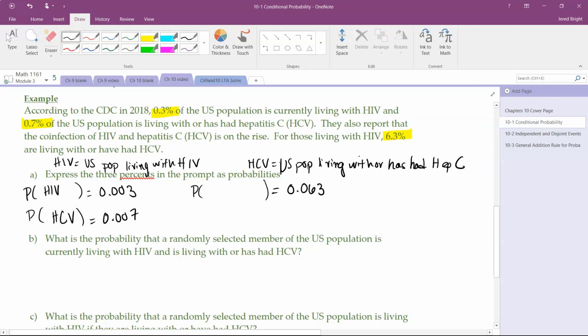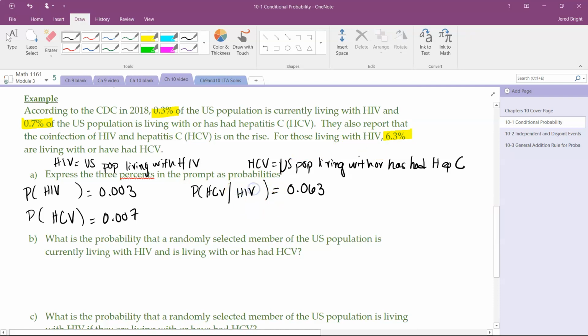And then, let's see. So it says for those living with HIV, 6.3%. Okay, now this one might take a little bit of time and energy to digest. So we're saying that this number represents the probability of having HCV, right? That's the probability, because what we know about this group of people is that they are already living with HIV.